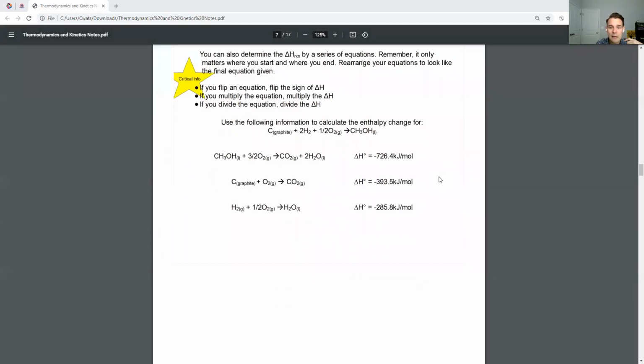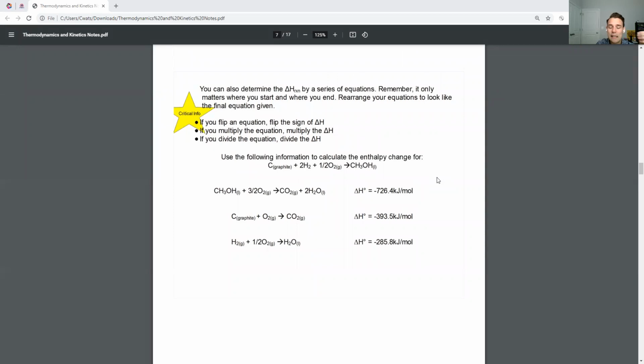Another way we can do is by looking at a series of equations and basically manipulating them so that when I add them up, they look like the equation that I want. So for example, this is the equation that I want. Okay, I want to find the delta H for this. I do not know it. But I can use these 3 equations and manipulate them, rearrange them in some ways in order to make it look like that final equation.